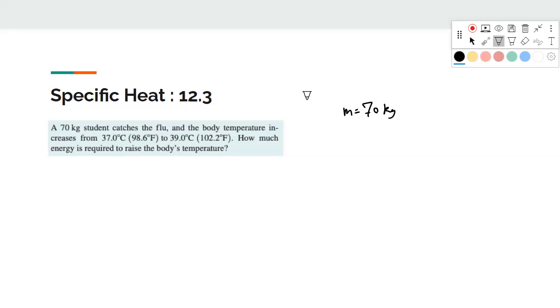Their body temperature goes from 37 degrees Celsius to 39 degrees Celsius. So that delta T is 2. We could say 2 Kelvin is our delta T. How much energy is required to raise the body's temperature? So we want to find how much energy is required, and based on that temperature change, we have almost everything.